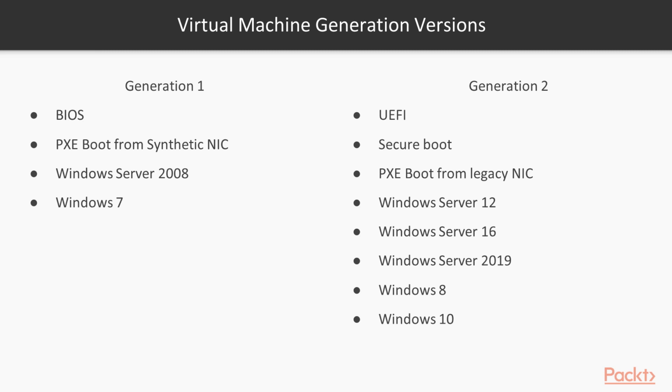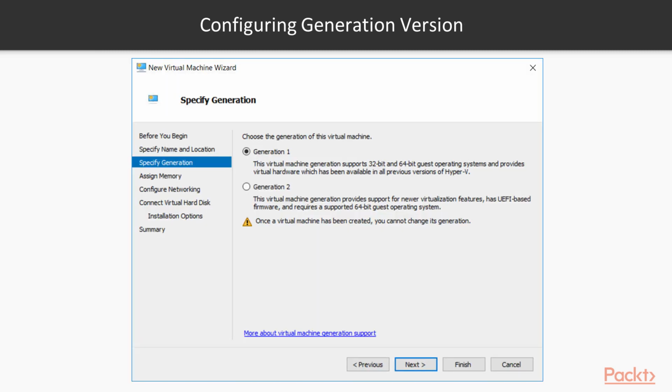It should be noted that Virtual Machine Generation 2 versions only support Windows Server 2012 and later server operating systems and Windows 8 and later client operating systems. The generation version is an option configured when creating the virtual machine and cannot be changed. Additionally, only Windows Server 2012 R2 and later server operating systems support running both Generation 1 and 2 versions.